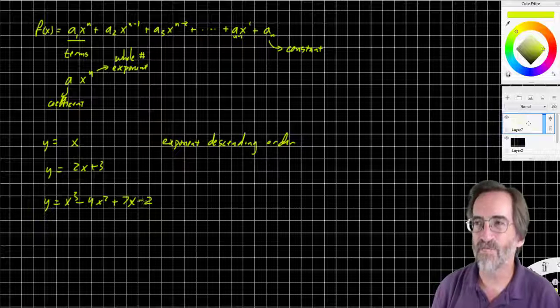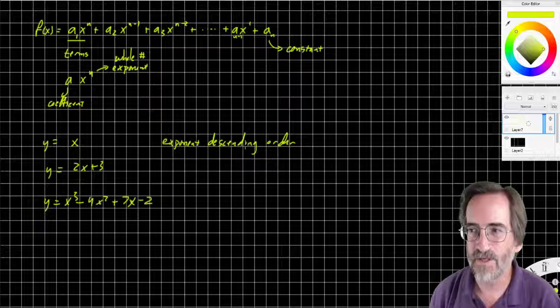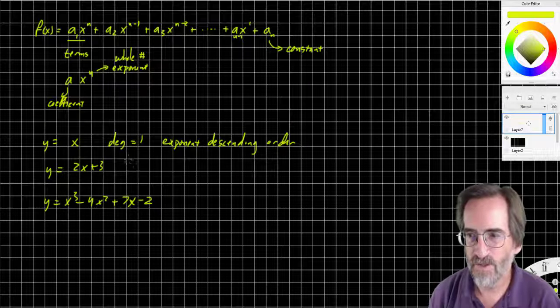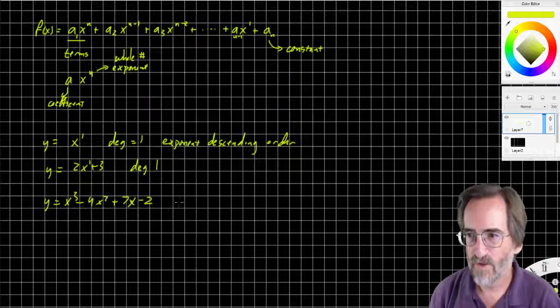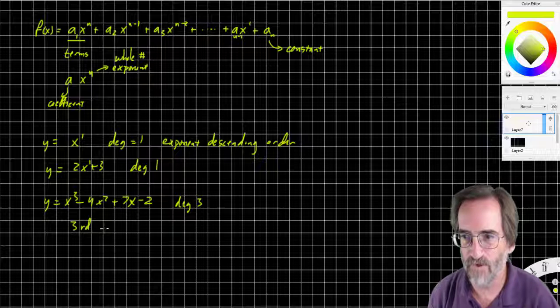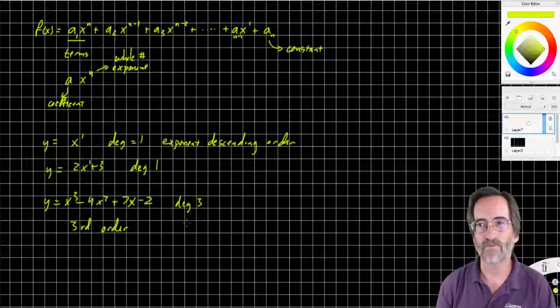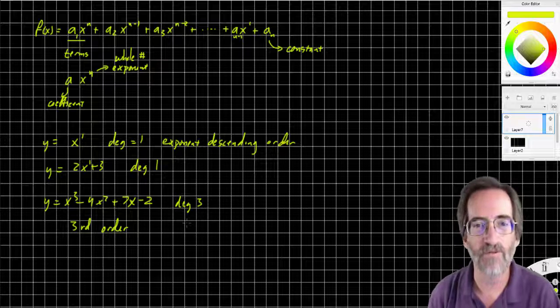That's because it stays the same value regardless of what x is. Okay, write the exponents in descending order, and then you can find out the degree of the polynomial. So this is degree 1, because the highest power on x is 1. This is degree 3. So a third degree or third order, we'll also say third order polynomial function. So that's a little bit of the vocabulary involved in polynomial functions.